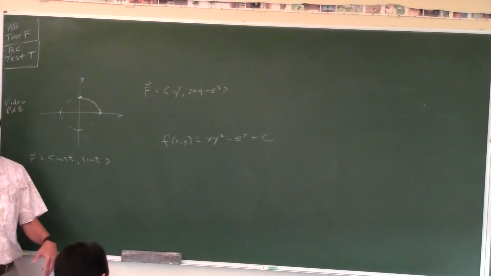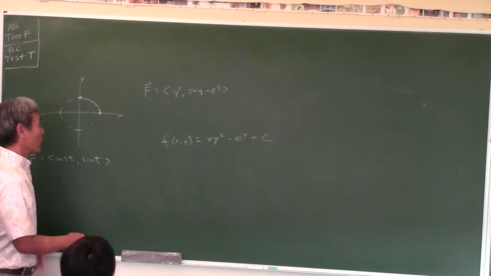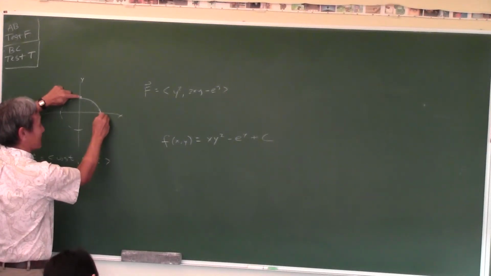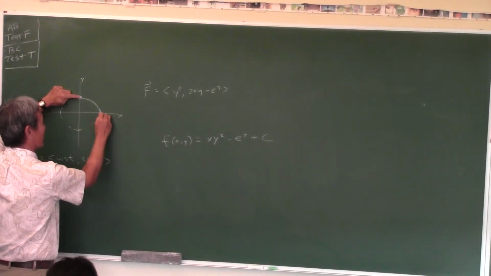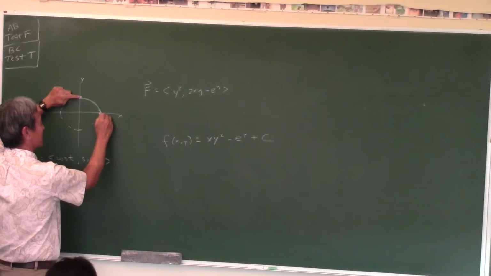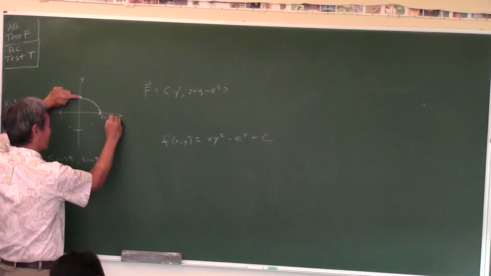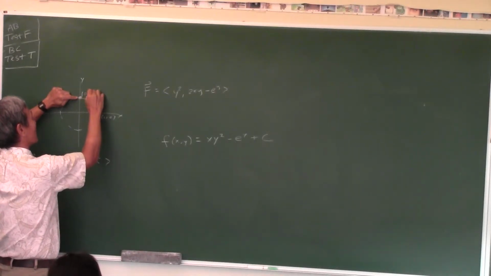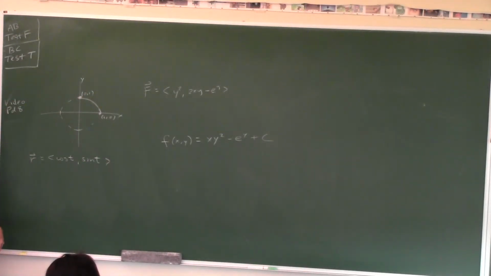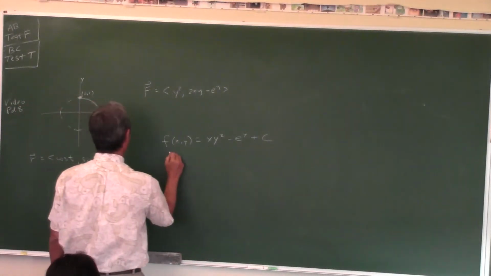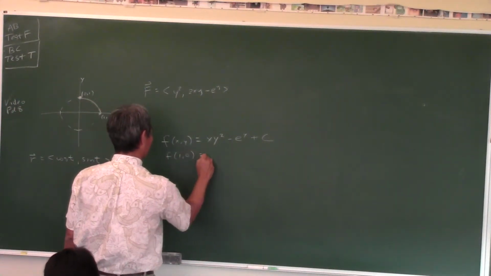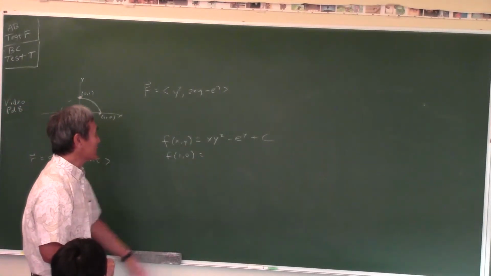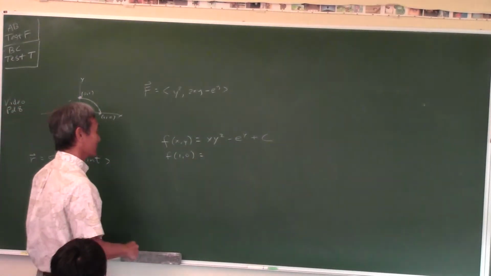So this is a gradient, so to compute the work done, we don't have to worry about the curve, it doesn't matter. All that matters is the endpoint. So what is the initial point here? 1, comma 0. What is the final point there? 0, comma 1. So we just have to evaluate this at the endpoints. So what is f of 1, 0? If I plug in 1 for x and 0 for y, what do you get?